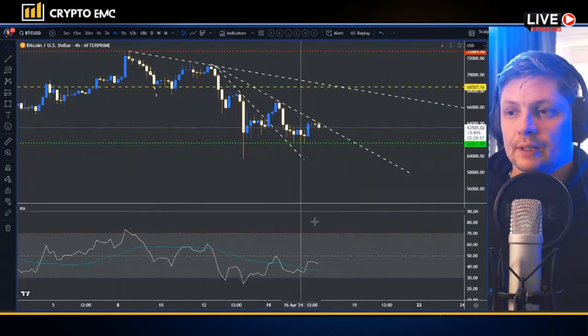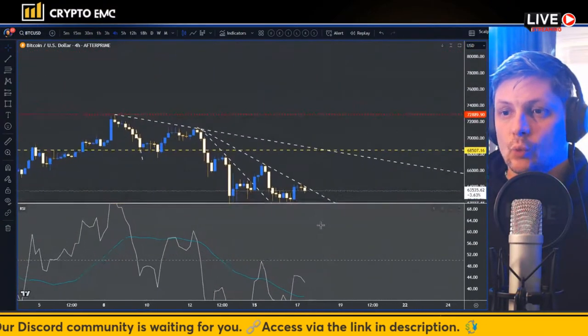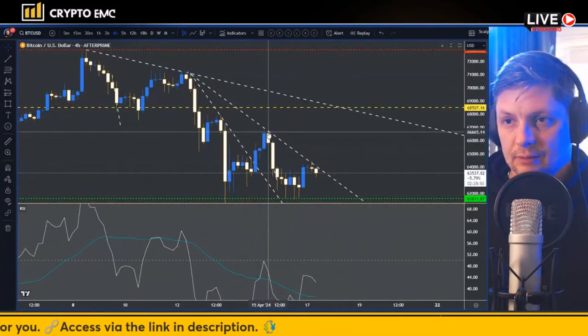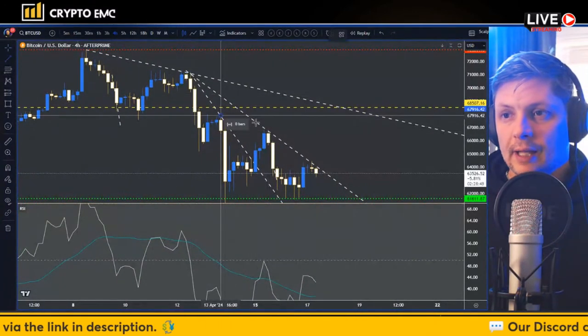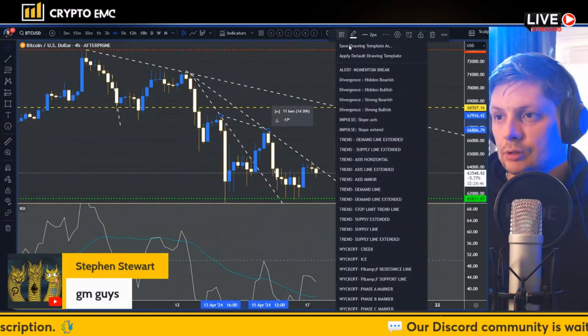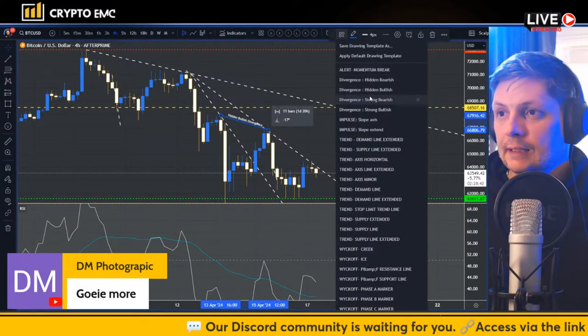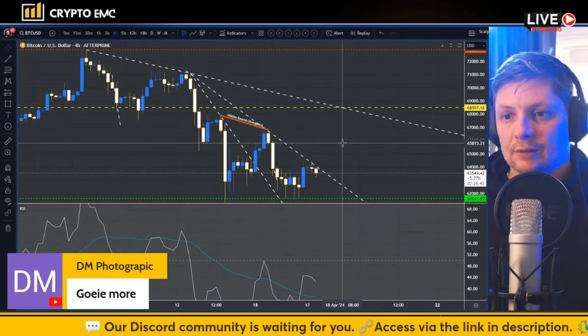Also, what is important is what I like to see when we get to these waves: you'll find that you'll have an excuse. The excuse is in the form of hidden bearish divergence. It tells you that there's more, that the trend isn't over.